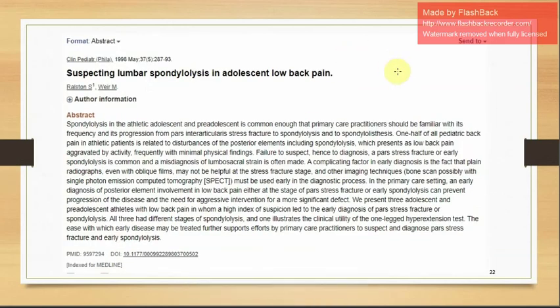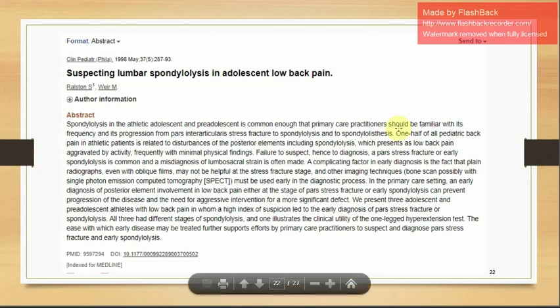This is one more article: suspecting lumbar spondylolysis in adolescent low back pain. So spondylolysis is commonly seen in the athletic adolescent and pre-adolescent. It is common, so primary care practitioners should be familiar with its frequency and the progression from pars stress fracture to spondylolysis and ultimately to spondylolisthesis. So how it happens and what the correlation is are described in this article.